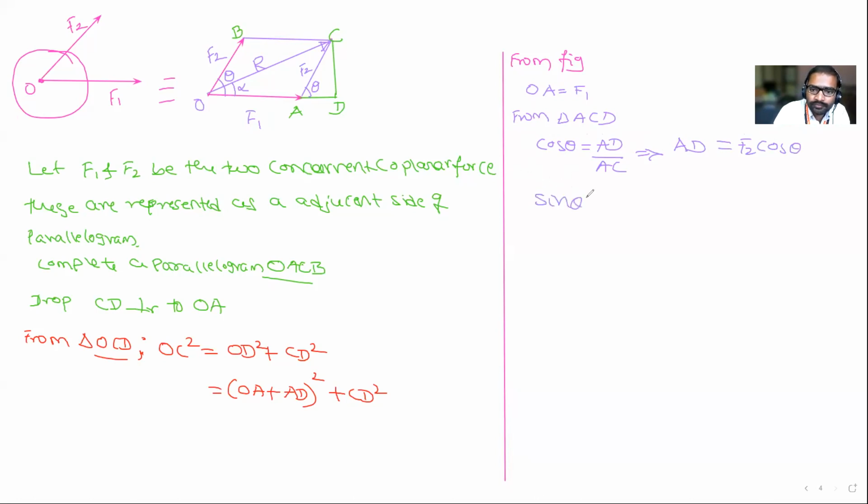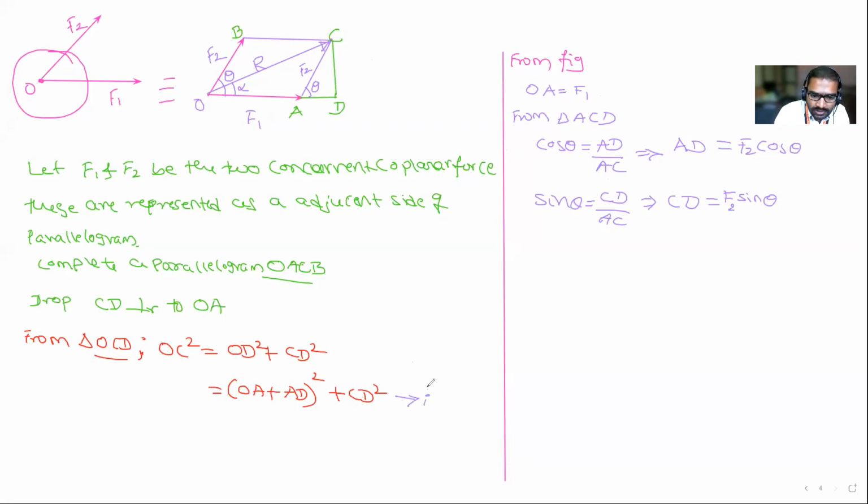Then can you tell me what is sin theta from this triangle? Sin theta is CD upon AC. What is the CD value? I want to find out the CD value. So CD is equal to AC times sin theta. AC is not F1, it is F2. So CD is F2 sin theta. Next, this AD value and CD value we substitute in equation number 1.